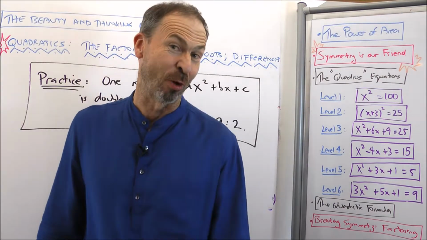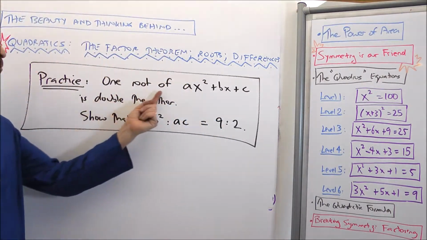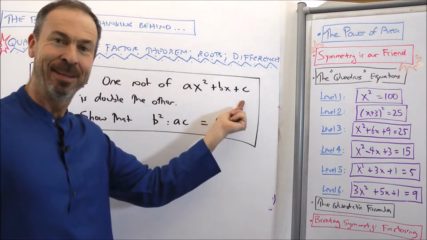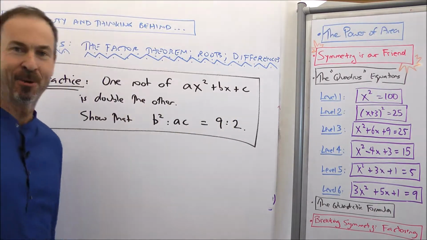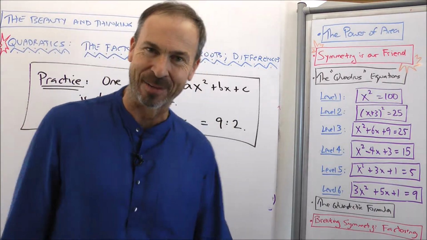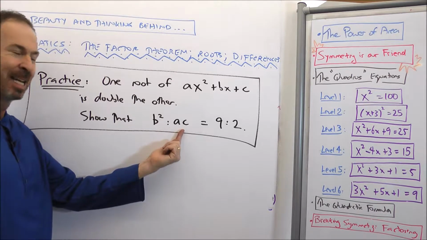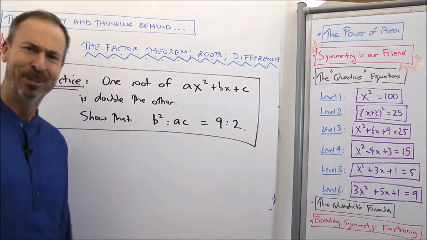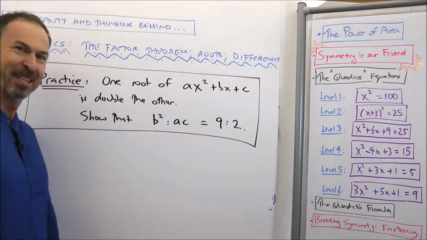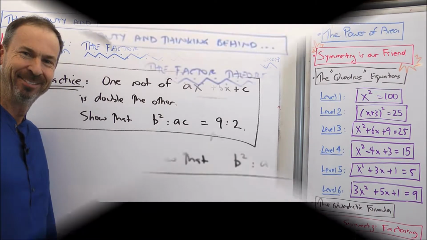Okay, here's another strange practice question. 1 root of ax squared plus bx plus c is double the value of the other. So 1 root's double the other. Show then that the ratio of b squared to ac must be the ratio of 9 to 2. Okay, give that strange question a try.